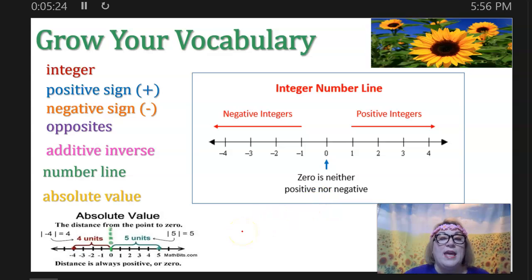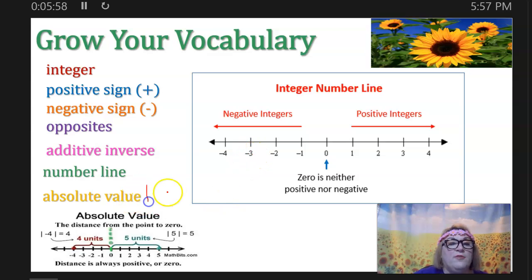Absolute value is a number's distance from 0. Oftentimes, I just call absolute value numbers without the signs, because it's basically the spaces between that number and 0. So again, 3 is 3 spaces from 0. Negative 3 is also 3 spaces from 0. So the absolute value of 3 and the absolute value of negative 3 are both 3 because they're both that many spaces from 0. It's almost like you're looking at the number without the sign.